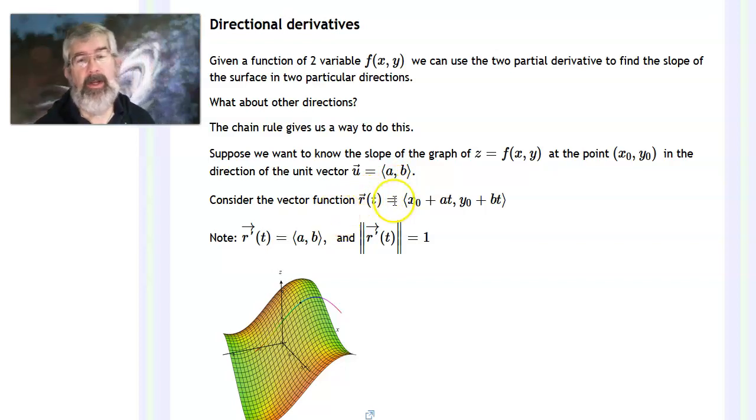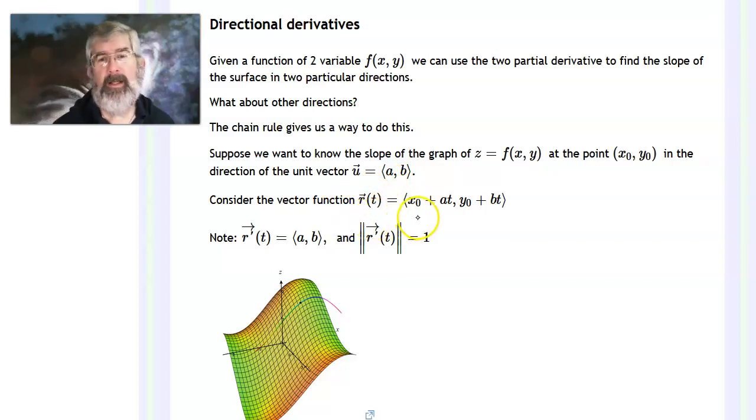Now, consider the path in the plane given by x0 plus a t, comma y0 plus b t. So this is a vector function. At t equals 0, you're at the point x0, y0. And the derivative vector of this thing, the derivative with respect to t, is (a, b), right? We point out the length of that thing is equal to 1 because this was chosen as a unit vector. So the point is this is moving at unit speed.